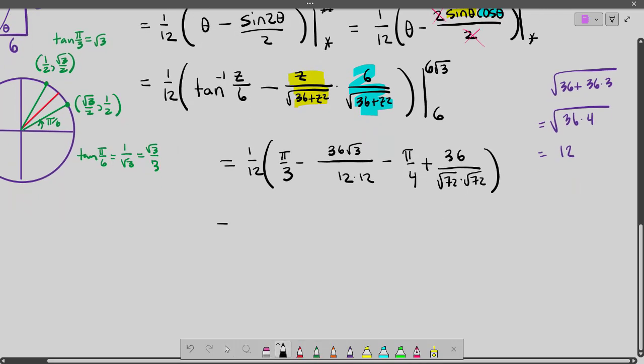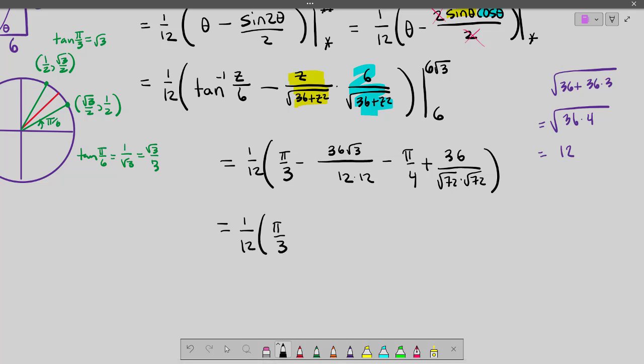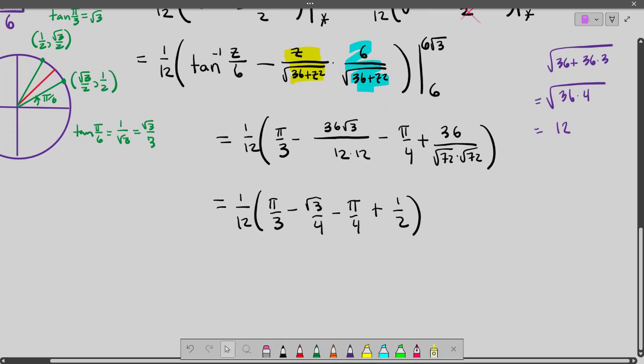So we should get a bunch of simplification here. Pi divided by 3 minus, okay, 12 goes into 36 3 times, and then 3 goes into 12 4 times. So it looks like square root of 3 over 4 minus pi over 4 plus root 72 times root 72 is 72. 36 over 72 is a half. We get that.